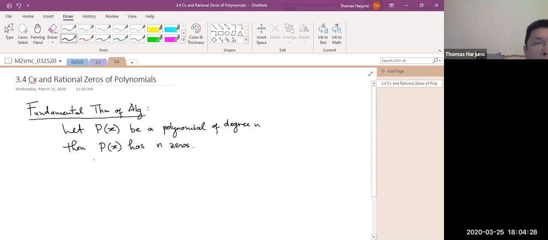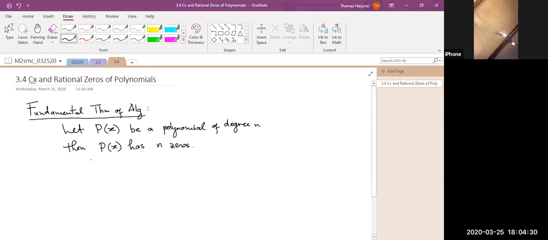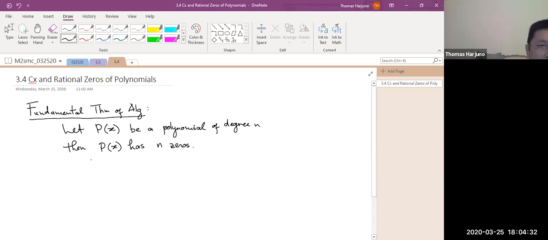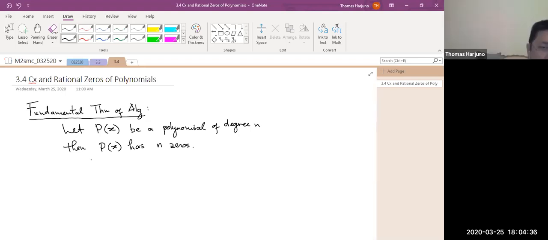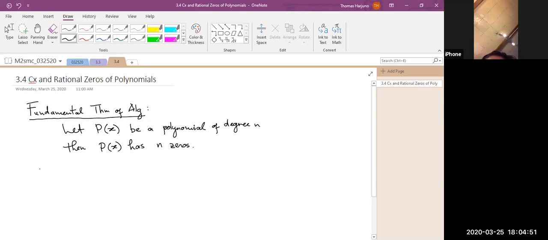Basically, if you have a polynomial of degree n, then we should have n zeros. Now, these zeros may all become x-intercepts, but if a zero happens to be a complex number, then it won't be an x-intercept. It won't show up on the graph. Now, that's the fundamental theorem of algebra.